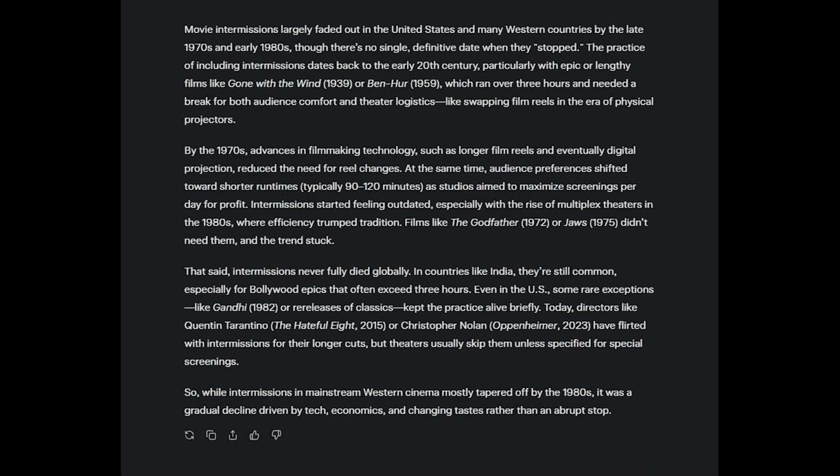When did they stop doing intermissions? I should look that up. I couldn't find an exact date that they stopped. They just kind of gradually fell out of fashion with popular films in the US. Although apparently they're still commonly used for really long Bollywood movies, this chatbot told me. I guess that's true. I don't know.